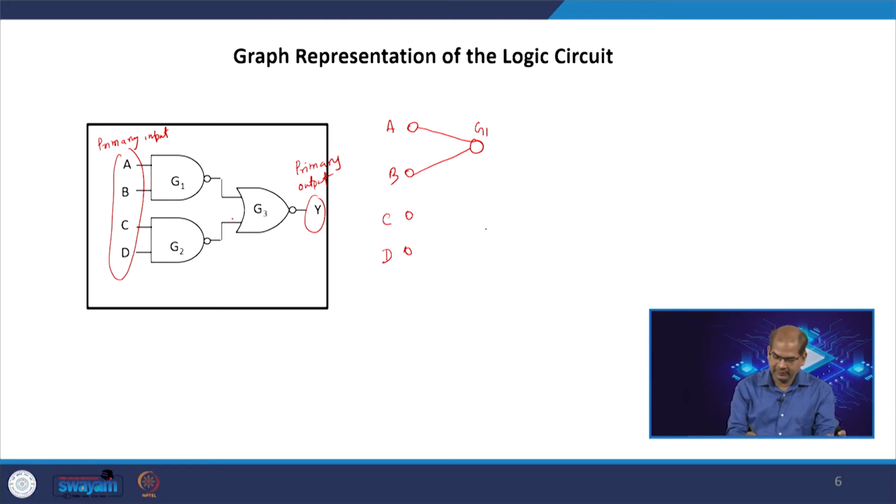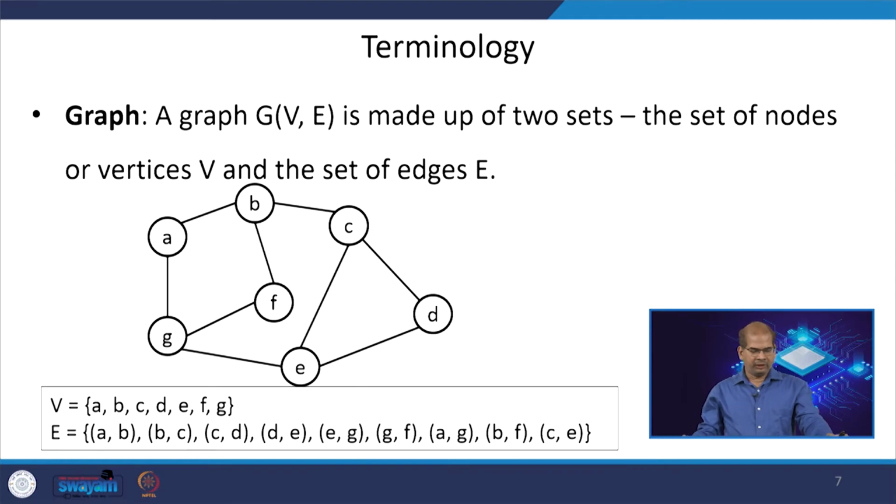Okay. Similarly, here you have G2. Now, we have another node, this is G3. Now, I have another node Y, which is the primary output. So, now we have represented this circuit in terms of a graph. A, B, C, D, G1, G2, G3 and Y are the nodes, and the connections between them are called the edges.